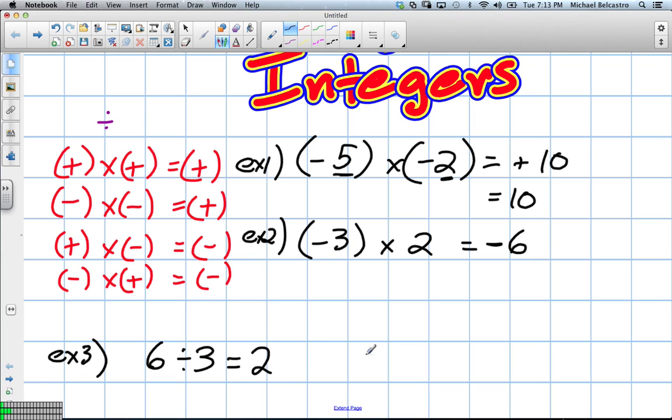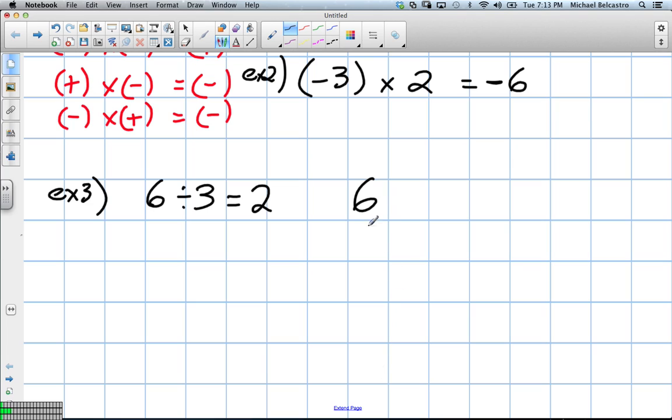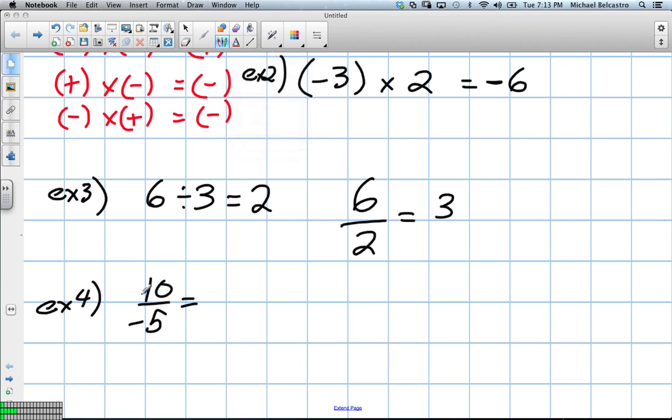And that could be written like this also. A lot of times we write it as a fraction, 6 divided by 2 would be equal to just 3, a positive term 3. Okay. What about if I have example 4? 10 divided by negative 5. So it looks like a fraction, but this is actually a division sign.